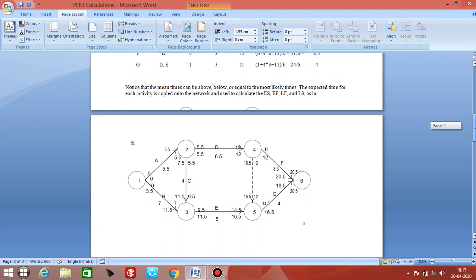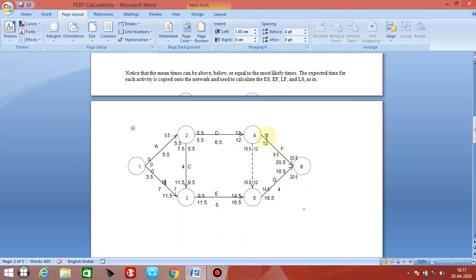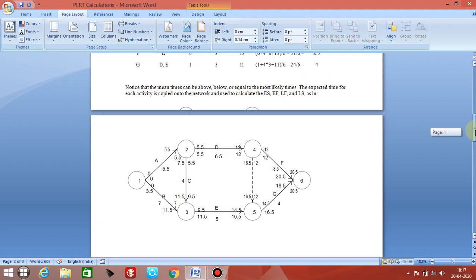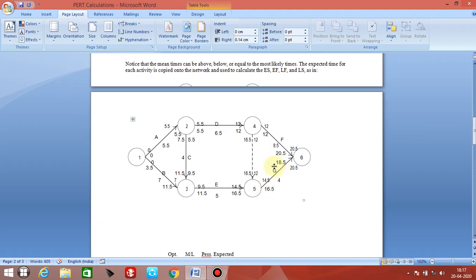Similarly, F has D as predecessor. So D is a predecessor of F, and F is the successor of D. So I have drawn F in this way. And finally G, which has D and E as predecessors. Now this is G.